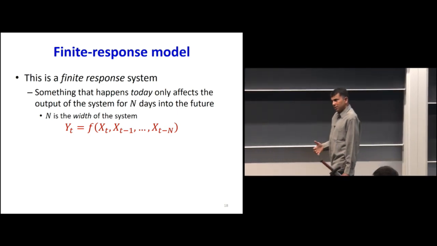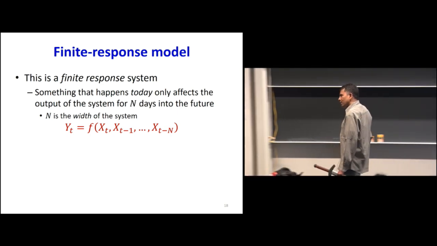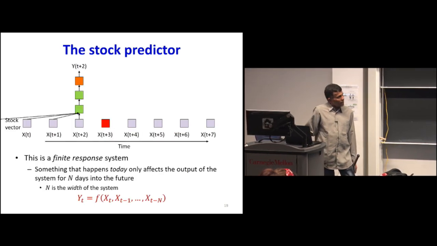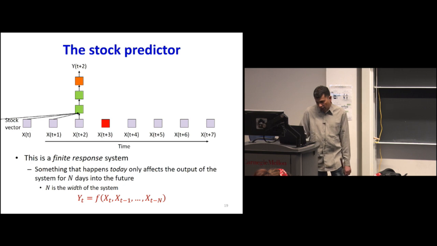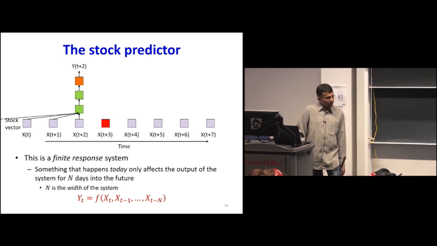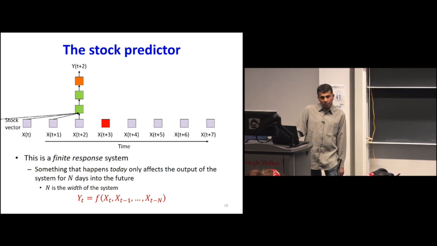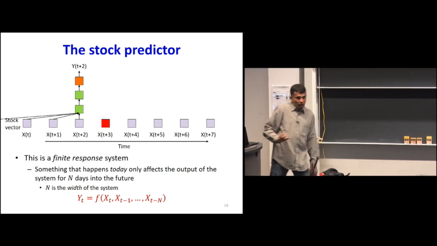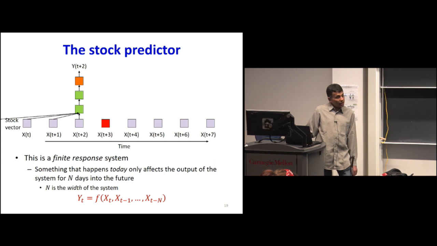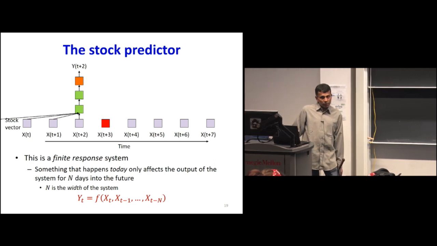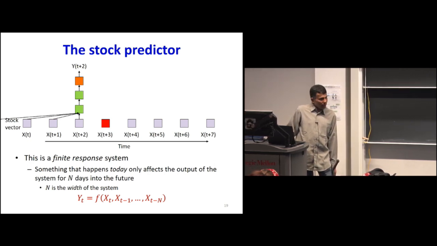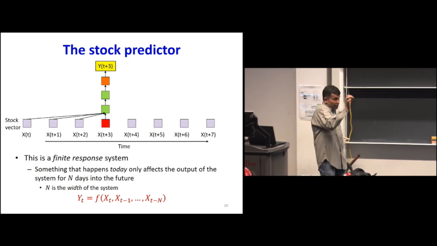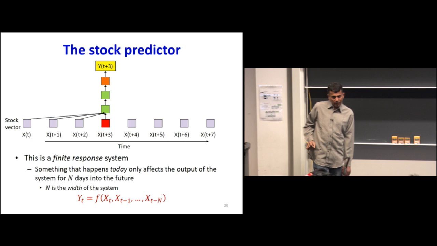Yes? Question? No. Okay. So what do I mean by this? Again, let's say some event happened at t equals 3, as indicated by the red box. Now, as you continue to make predictions, whatever happened at time t equals 3 clearly does not affect the prediction at time t plus 2, right? But when you get to t plus 3, that red event does affect the output.